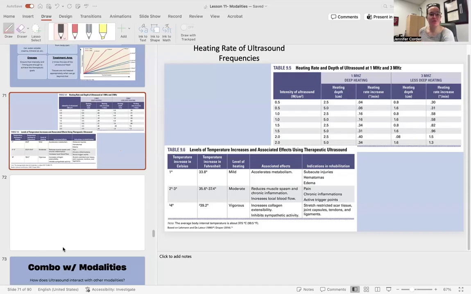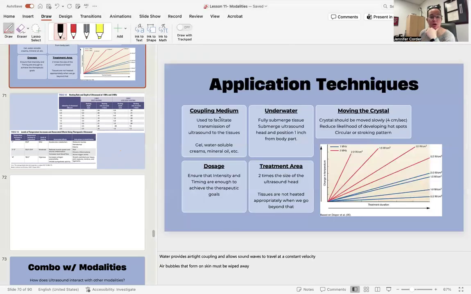Hey everyone. Okay, so real quick, let's talk just a review about our ultrasound and how we determine the treatment time. First things first, remember that we are looking at our frequency, and our frequency is either 1.1 megahertz or 3 megahertz. And remember, 3 megahertz is for your superficial.